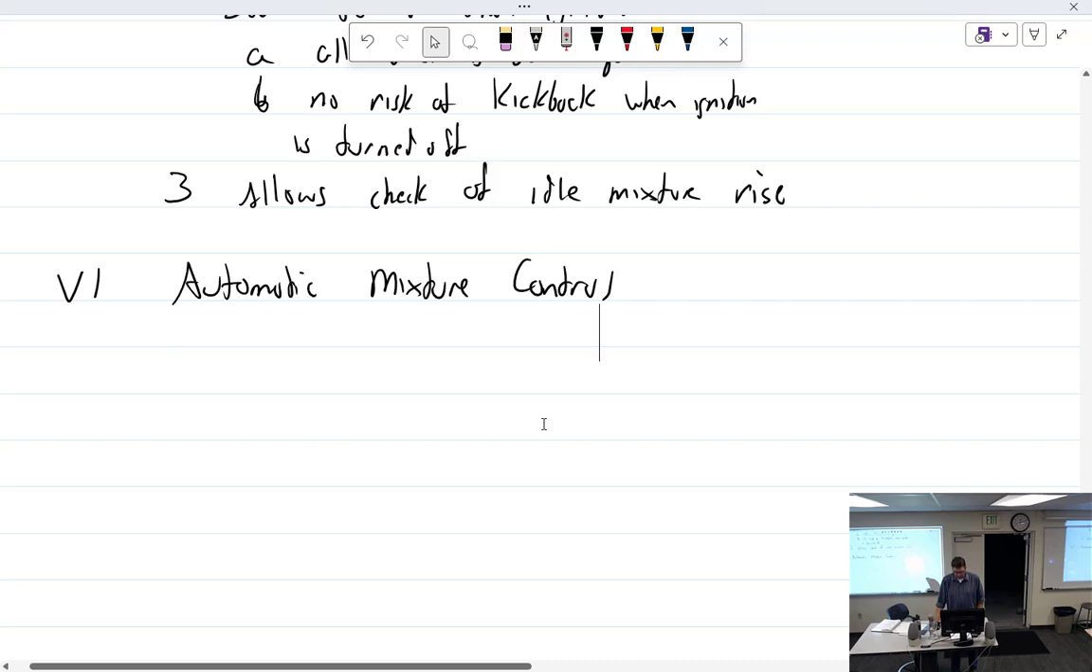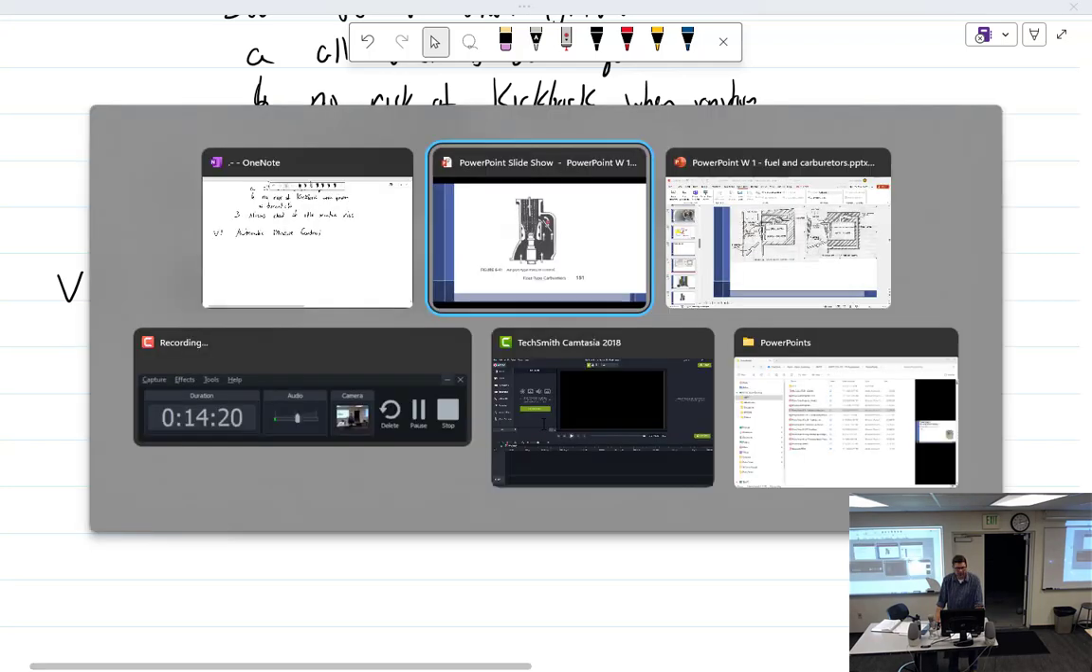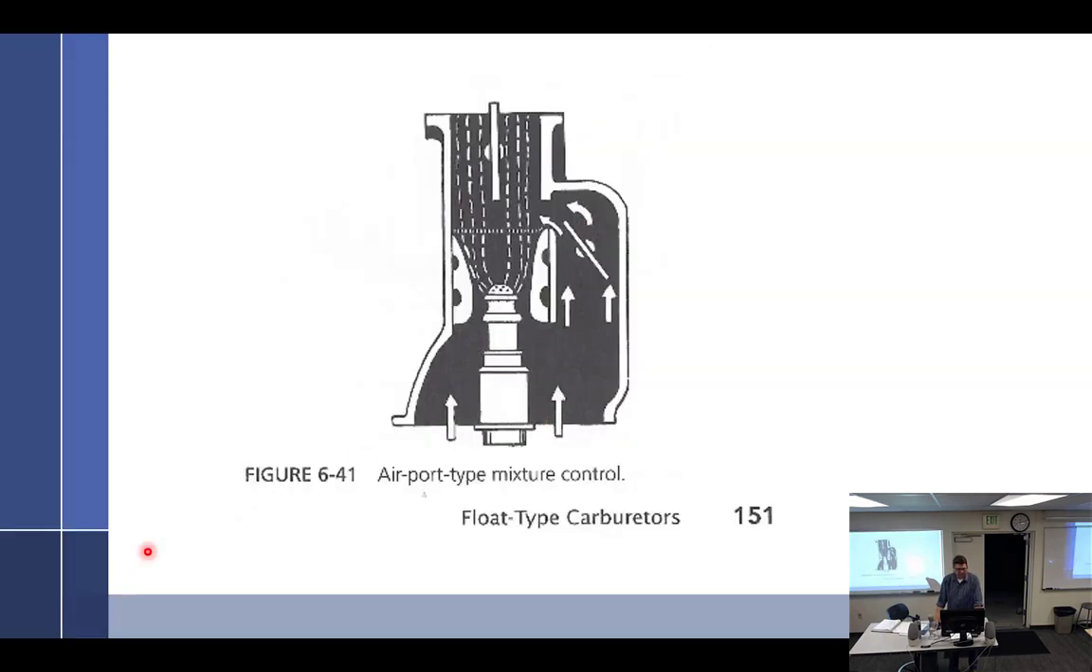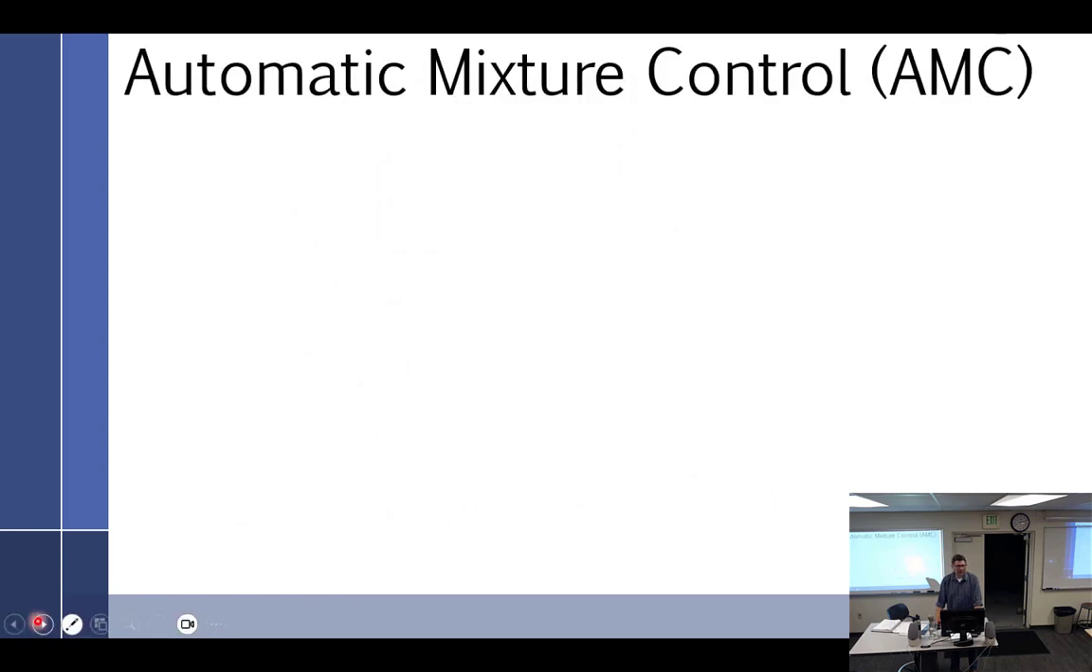Automatic mixture control. Seems like you don't like automatic mixture control. Why? Because I had the heavy sigh there? Yeah. I don't know any carburetors that have this. And how hard is it to reach over and pull the mixture? It's not that hard.